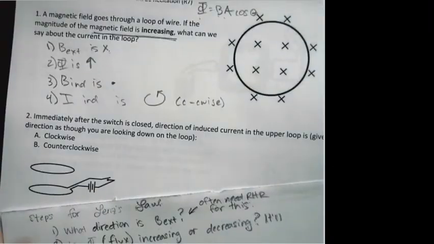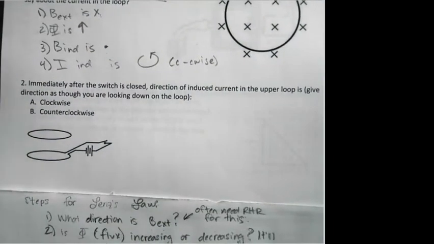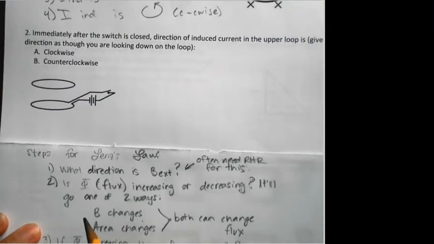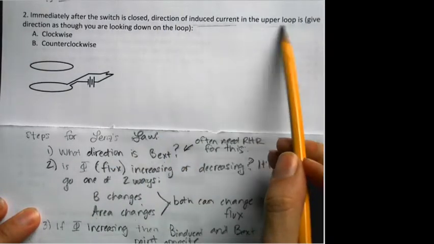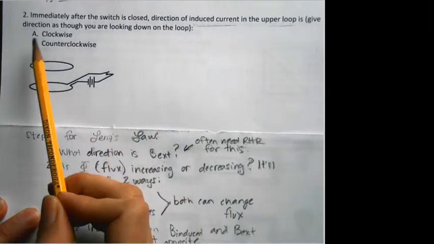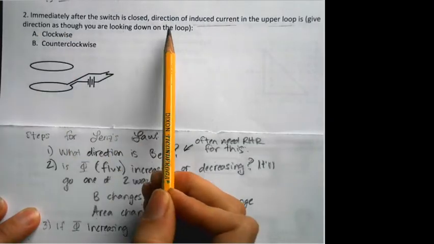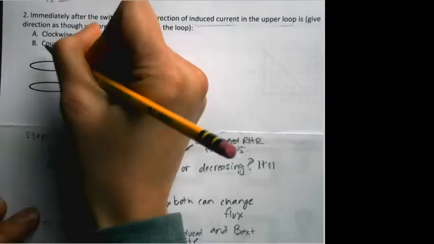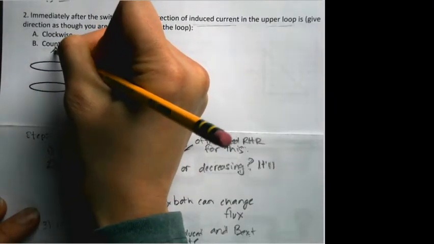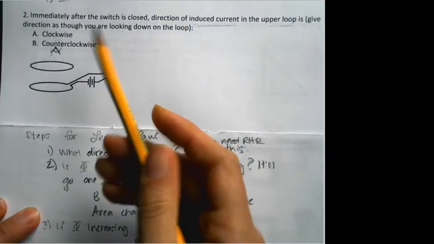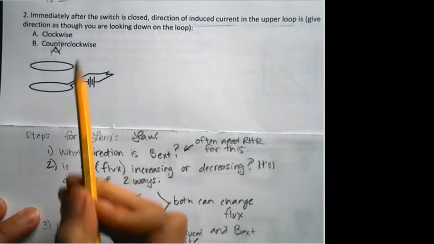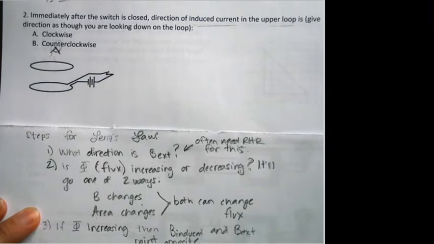Okay, let's move on to the next one. Immediately after the switch is closed, what is the direction of the induced current in the upper loop? And we're going to give a direction as though we are an observer looking down on the loop. So I'm going to put a little eyeball up here. There's my eyeball, looking down. So we want to decide how it is if we are up above the loop looking down.